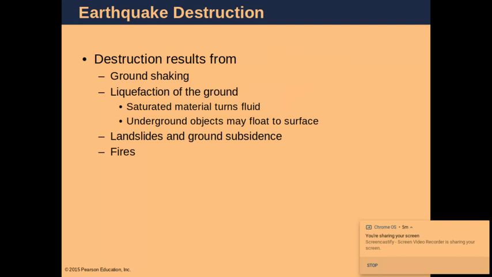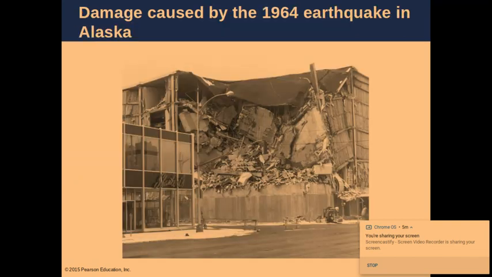Destruction results from the ground shaking, obviously, and liquefaction of the ground, which is where it turns to a liquid. The saturated material turns fluid. Underground objects may float to the surface, and you get landslides and ground subsidence, and sometimes this can even cause fire. So you have all these different things that can cause huge amounts of destruction. Hopefully you get to see that in the Japan's Killer Quake video.